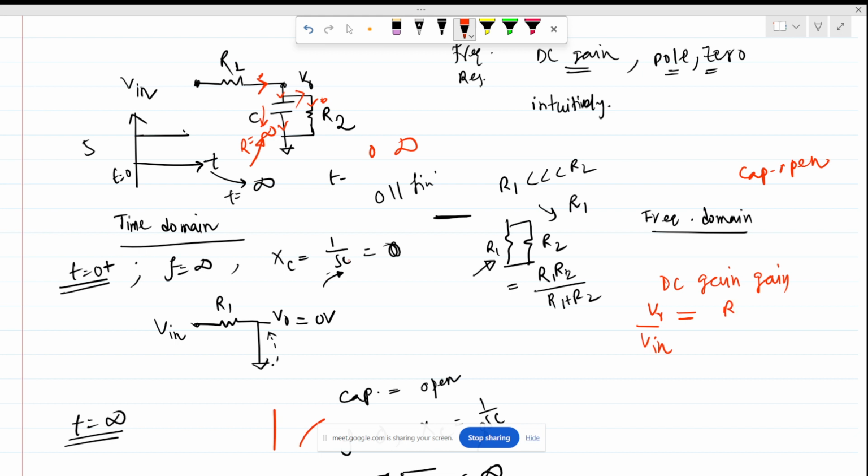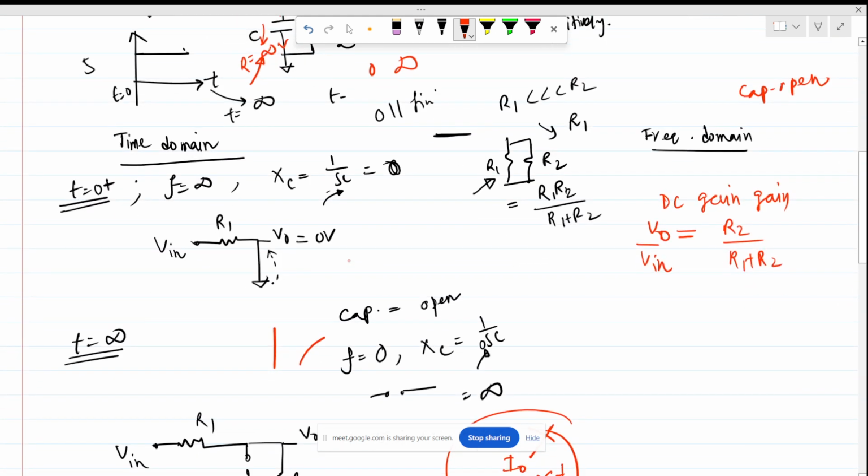So this will be nothing but R2 by R1 plus R2, into the V. Yes, this is the DC gain. Okay, now what will be the pole location?